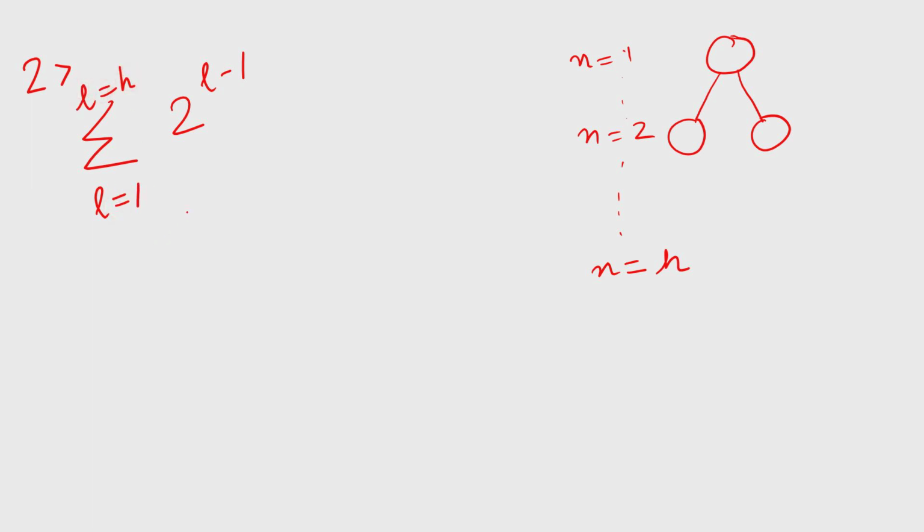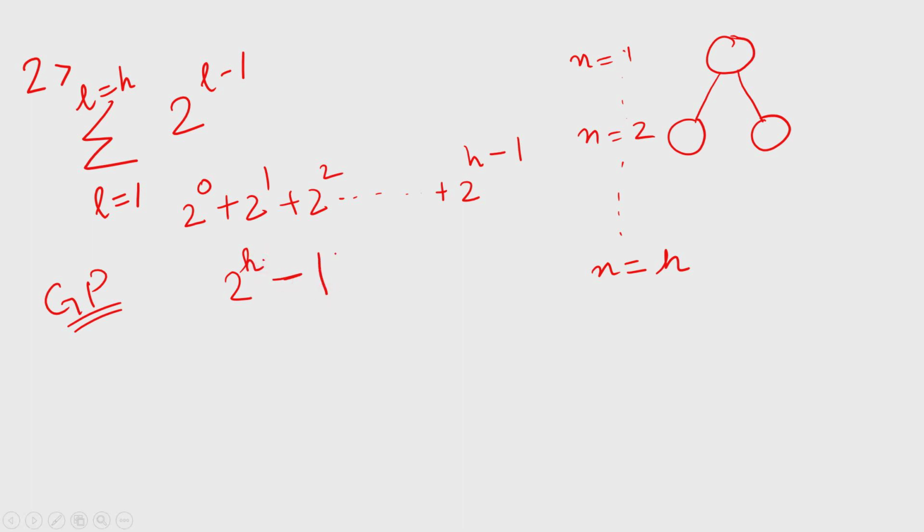So it's going to be 2 to the power 0 plus 2 to the power 1 plus 2 to the power 2, up to 2 to the power h minus 1. This is a GP, geometric progression. I don't want to write it all out, so let me now calculate the sum of this GP. The sum of this GP is going to be 2 to the power h minus 1.